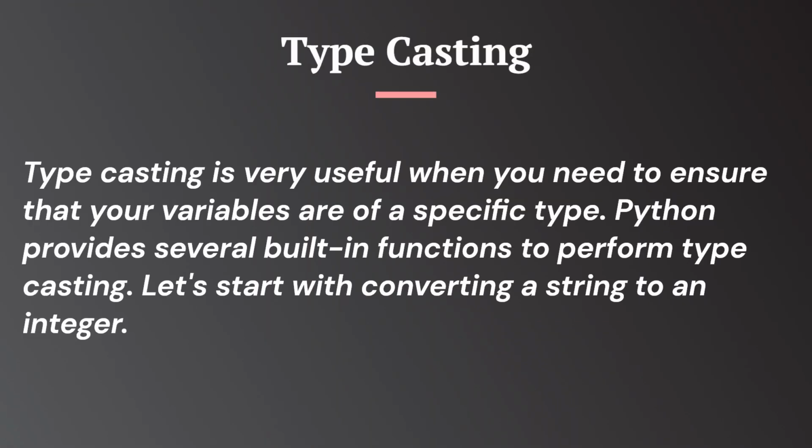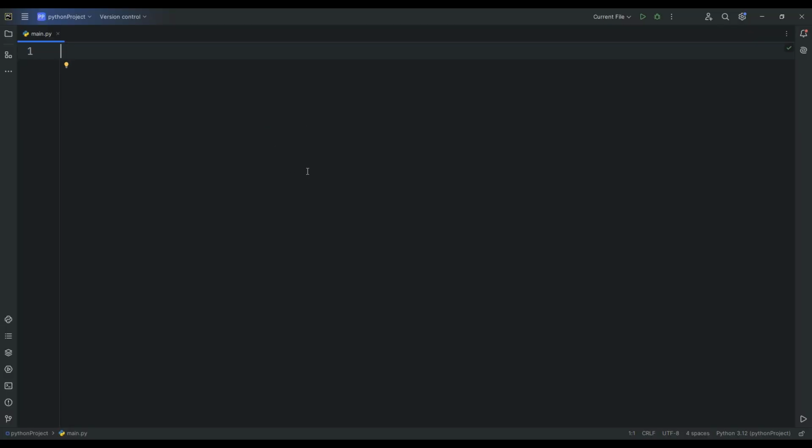Typecasting is very useful when you need to ensure that your variables are of a specific type. So Python provides several built-in functions to perform typecasting. Let's start with converting a string into an integer. So here is an example of converting a string to an integer using the int function.